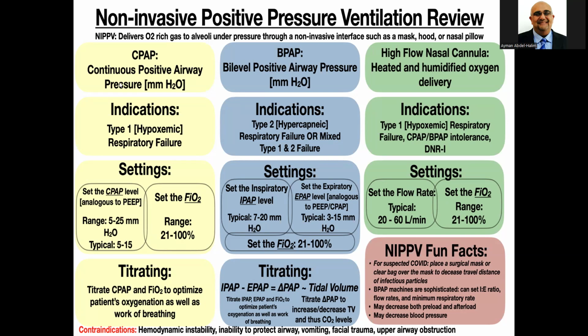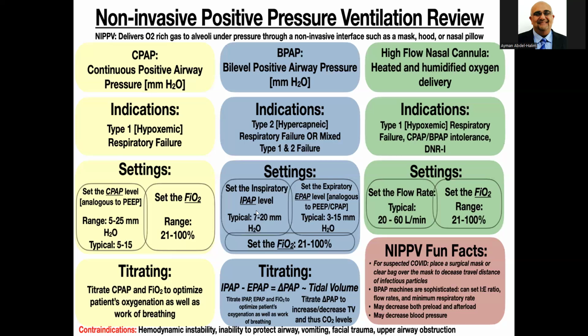And as you can see here, one of the indications for the CPAP is the hypoxemic type 1 respiratory failure, while the BiPAP is for type 2, the hypercapnic. Remember, we said that the BiPAP helps you with removing the CO2. And this is basically how to start your settings here, including the FiO2 and also the CPAP level, which is analogous to the PEEP here.